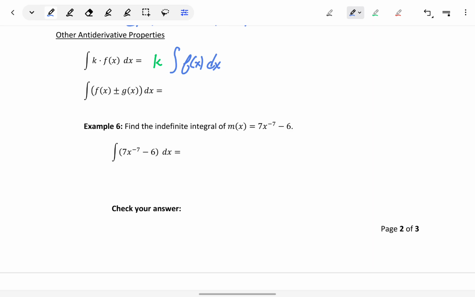We can also, if we have two or more functions being added or subtracted, integrate each of those terms individually. So we could rewrite this expression as the indefinite integral of f of x dx plus or minus the indefinite integral of g of x dx, meaning we can integrate term by term.